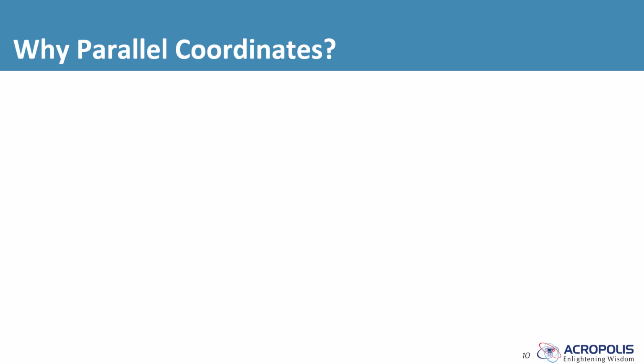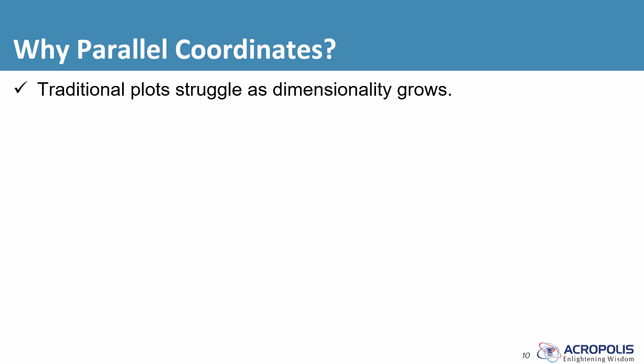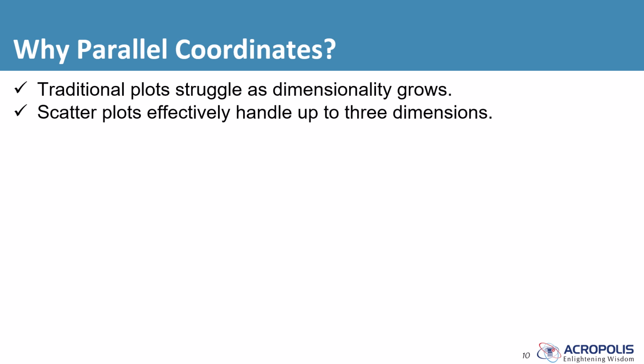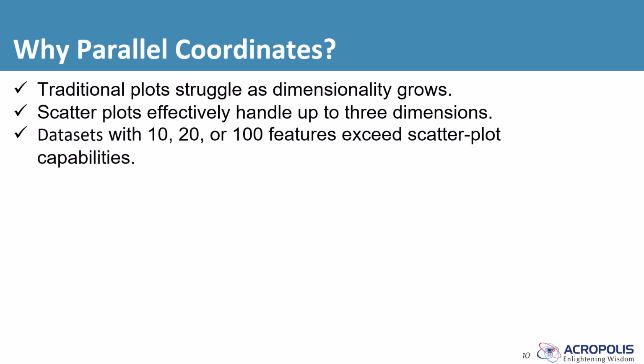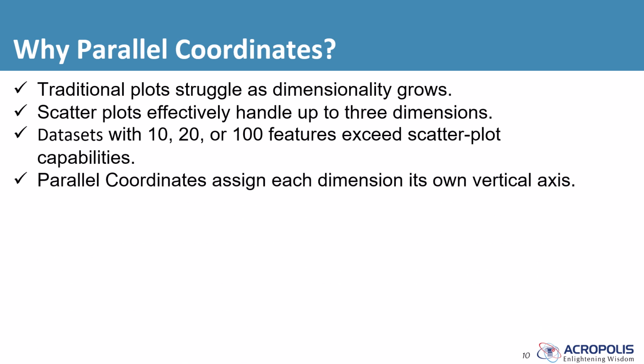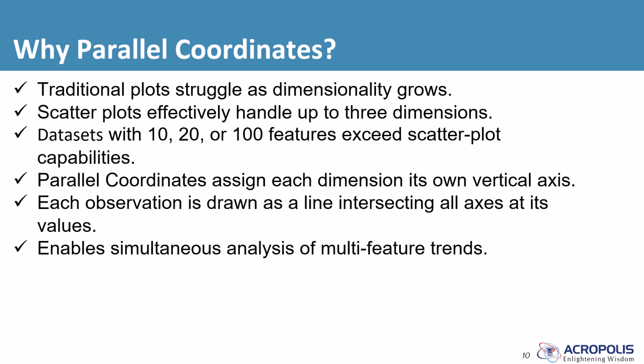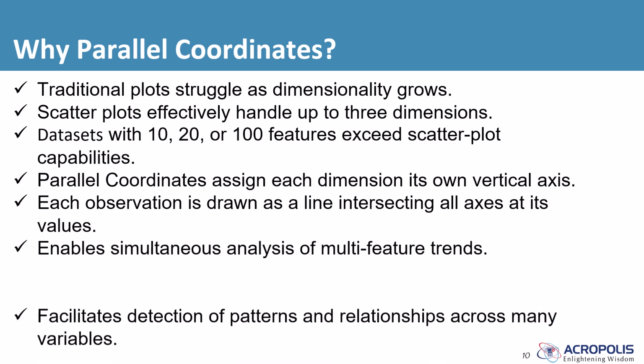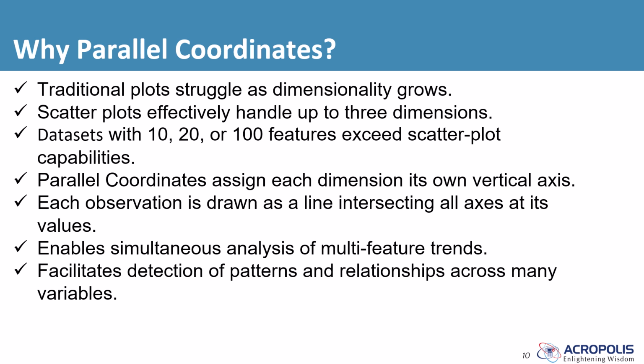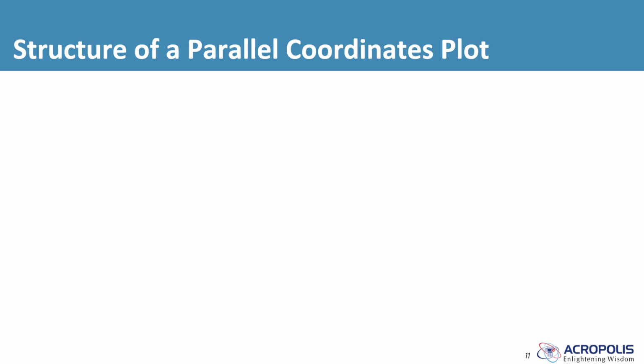So why parallel coordinates? Traditional plots struggle as dimensionality grows. Scatter plots effectively handle up to 3 dimensions. Data sets with 10, 20, or 100 features exceed scatter plot capabilities. Parallel coordinates assign each dimension its own vertical axis. Each observation is drawn as a line intersecting all axes at its values. Enables simultaneous analysis of multi-feature trends. Facilitates detection of patterns and relationships across many variables.